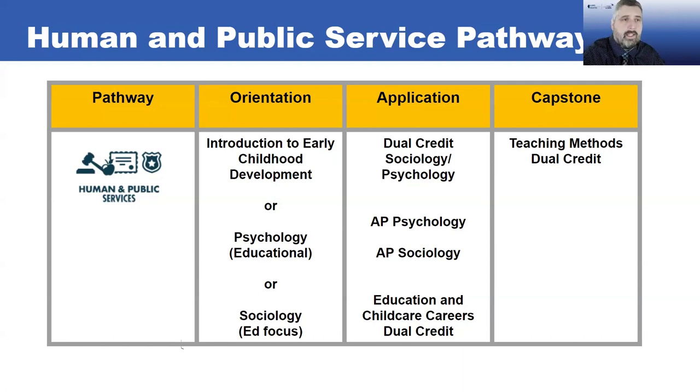You can see that application type course, where this school district in this example offers a few options. You don't have to offer all of these options. In fact, some school districts don't have the ability to offer these options, but they do have some form of credit or college credit in that application course. You notice the dual credit sociology or psychology, either the AP course, or there's a dual credit education and childcare careers. And then they have the orientation course as well that students can take.